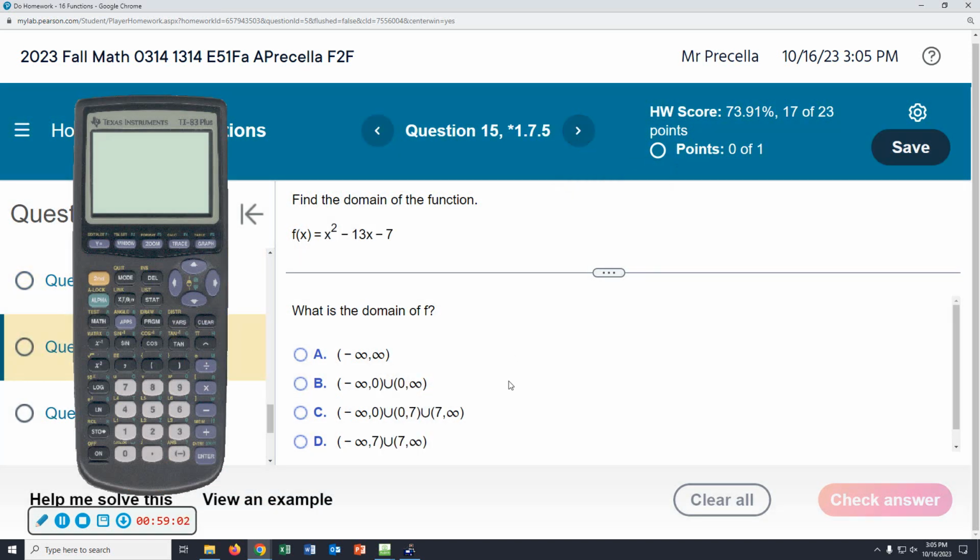It doesn't matter what you plug in here on number 15. Let's write out number 15, okay? Number 15: x squared minus 13x minus 7. And we want the domain. What numbers can you plug in for x and get a real number back for y? Switch to my paper.